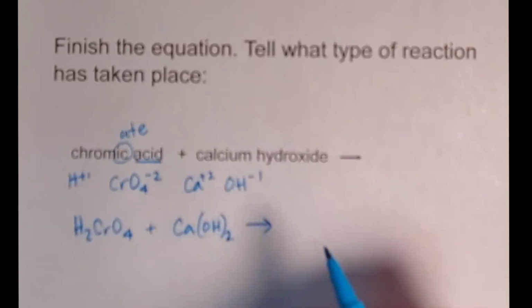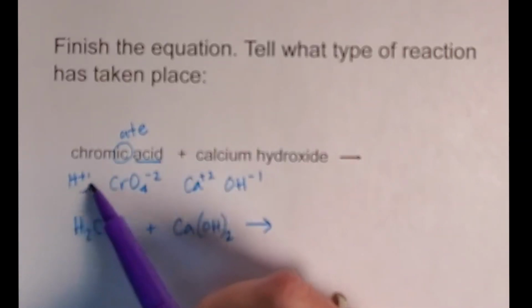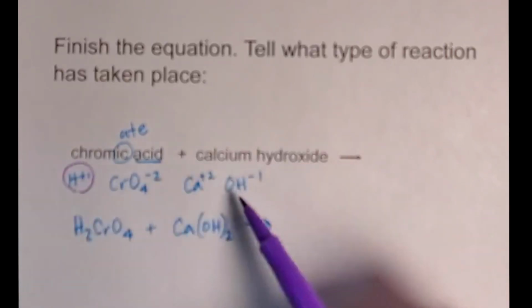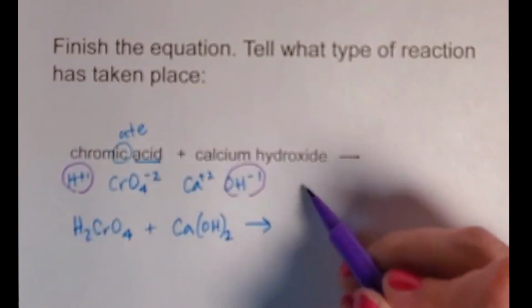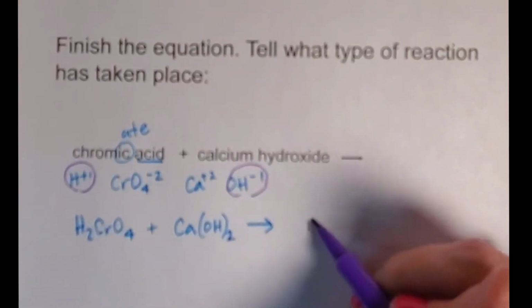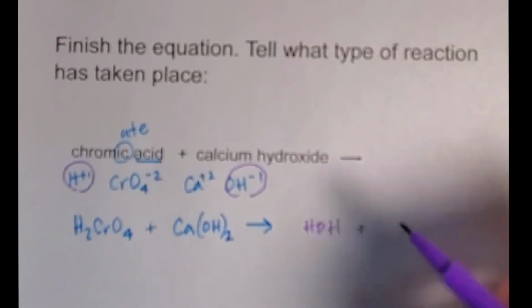Now, what are we going to get on the other side? So we are going to put the positive with the negative and the positive first. So from the first compound, we have the H plus 1. From the second, the OH negative. The 1 and the 1 cancel out, and we get HOH, which is the same as water.